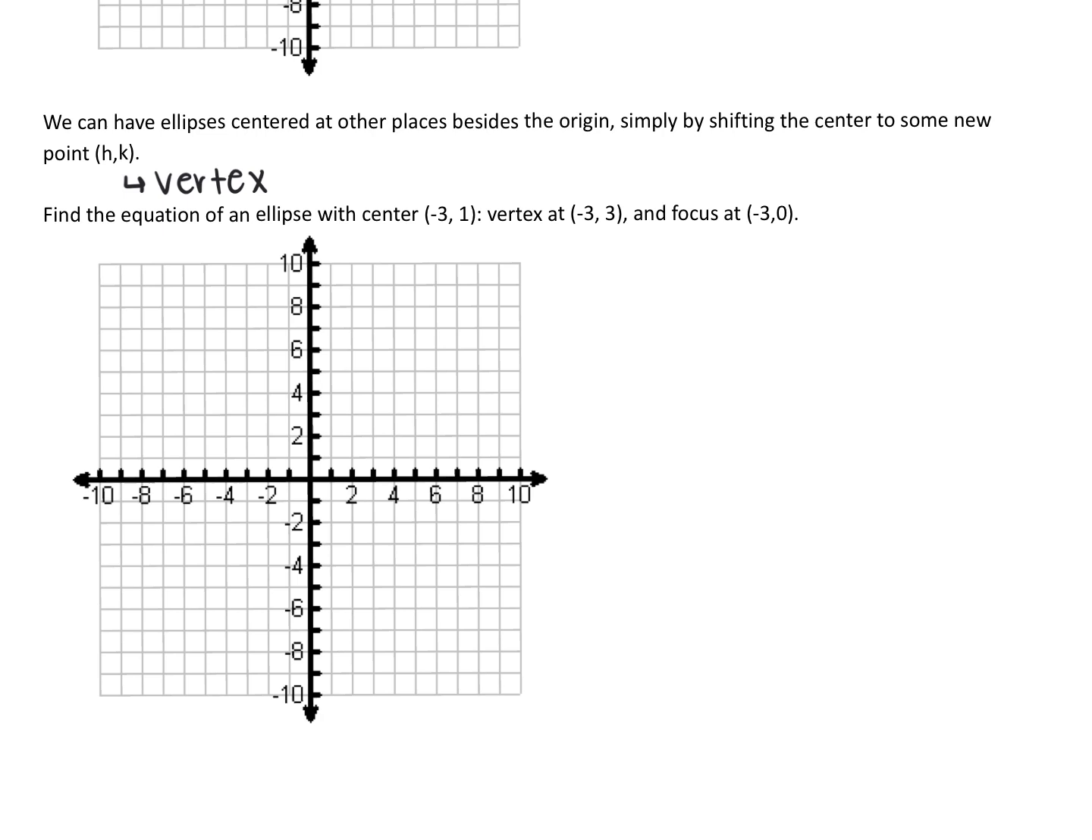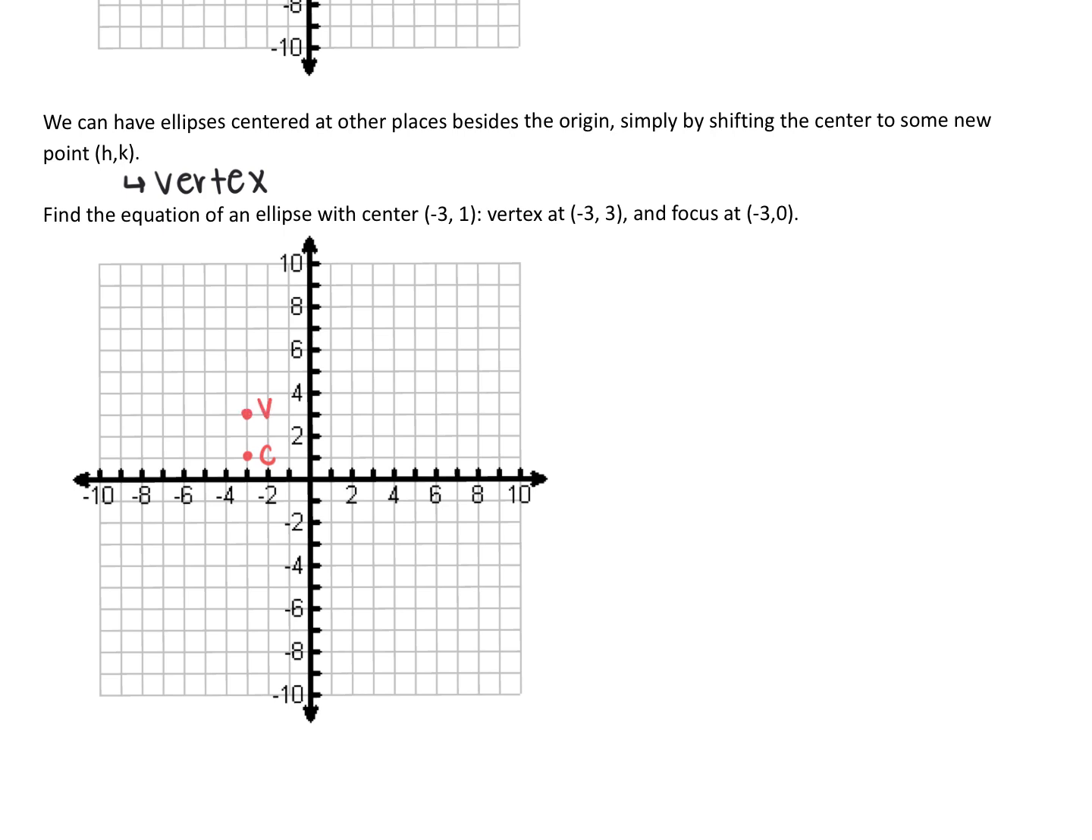So we want to find the equation of an ellipse with a center at -3, 1, a vertex at -3, 3, and a focus at -3, 0. So the vertex tells me if it opens along the x or the y-axis. So I'm going to graph my center and my vertex. So my center is at -3, 1, and my vertex is at -3, 3.